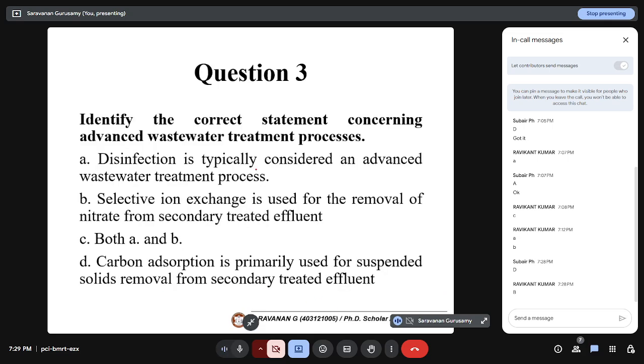Third question, identify the correct statement concerning advanced wastewater treatment process.